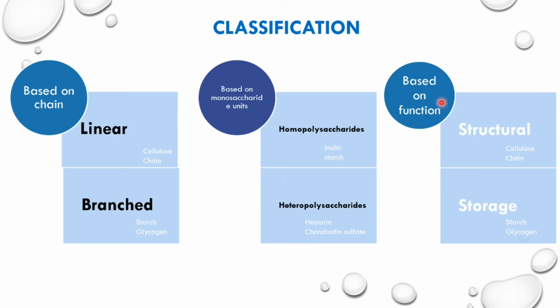Based on the functions of polysaccharides, they are also of two types: structural polysaccharides and storage polysaccharides. Structural polysaccharides give structure to plants as well as insects. Examples: cellulose, chitin. And storage polysaccharides are those which act as the storage form of energy. Examples: starch and glycogen.